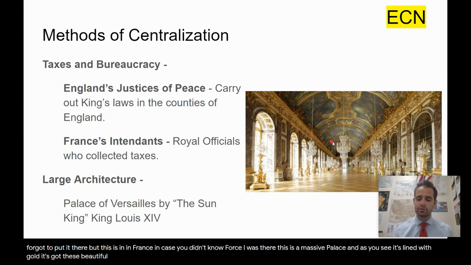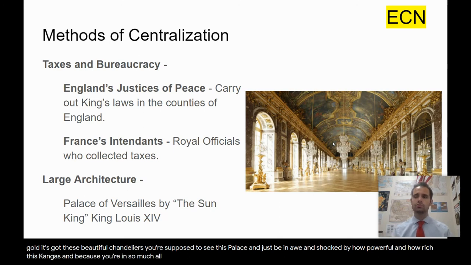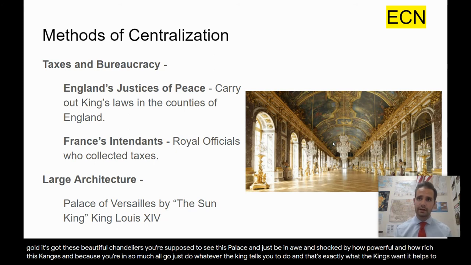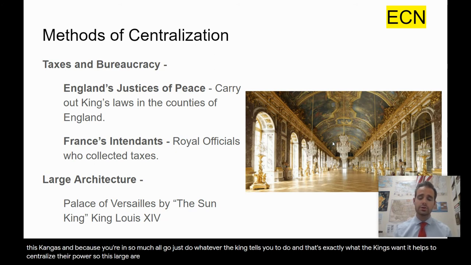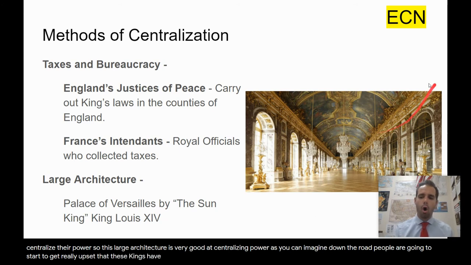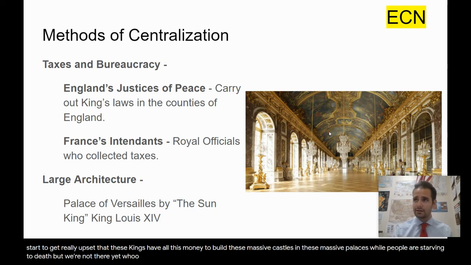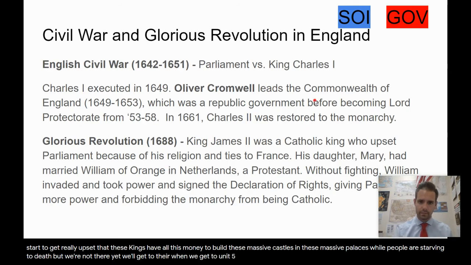It's got these beautiful chandeliers. You're supposed to see this palace and just be in awe and shocked by how powerful and how rich this king is. And because you're in so much awe, you'll just do whatever the king tells you to do. And that's exactly what the kings want. It helps to centralize their power. So this large architecture is very good at centralizing power. As you can imagine, down the road, people are going to start to get really upset that these kings have all this money to build these massive castles and these massive palaces while people are starving to death. But we're not there yet. We'll get to there when we get to Unit 5.